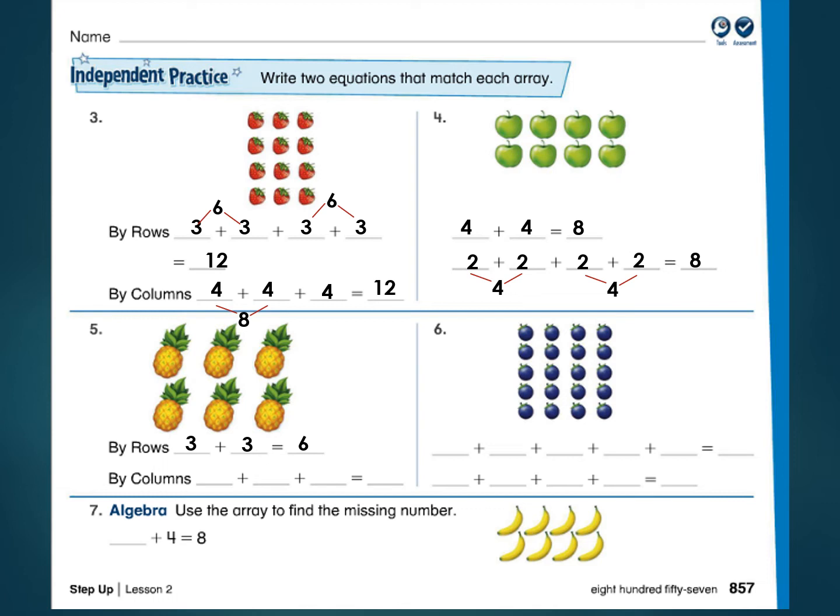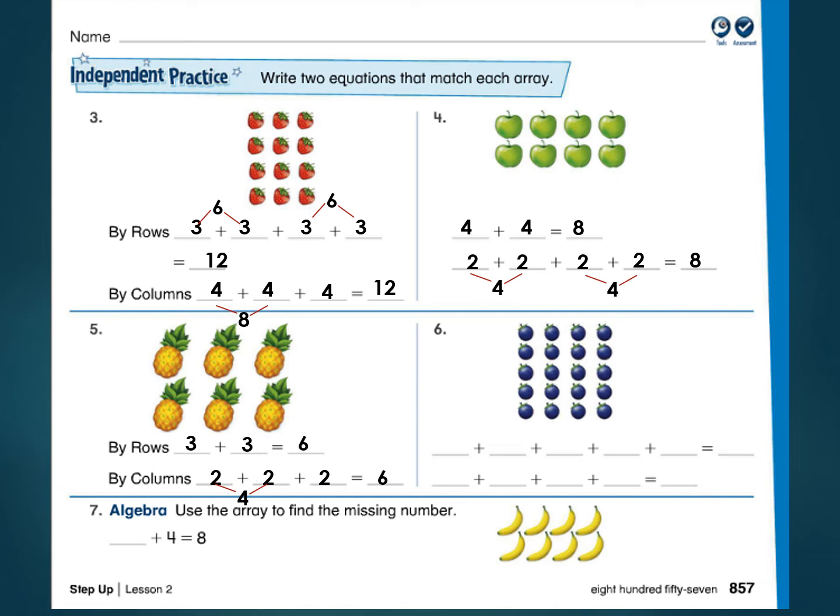Second by columns. How many columns are there? There are 3 columns. Each column has 2 pineapples. So we add 2 3 times. 2 plus 2 plus 2. 2 plus 2, 4 plus 2, 6. Great job.